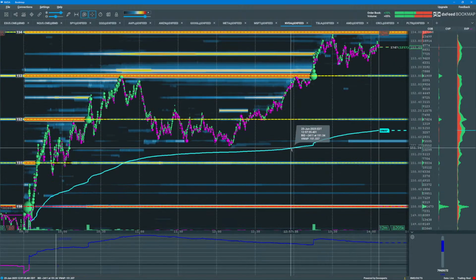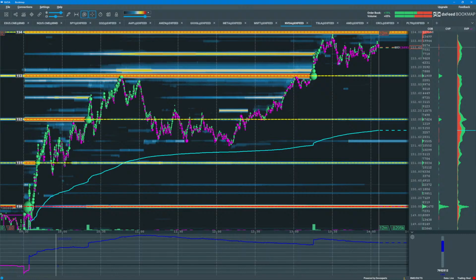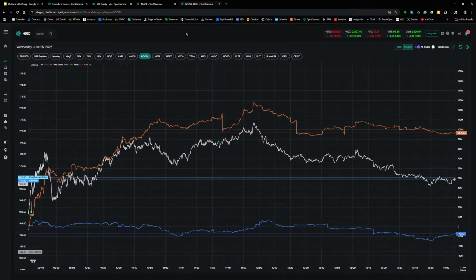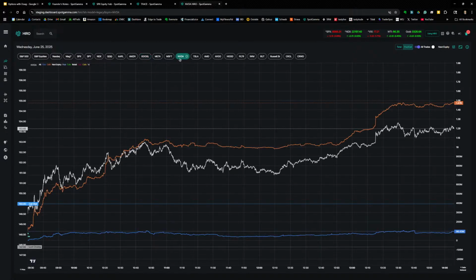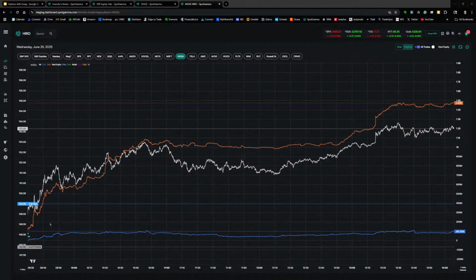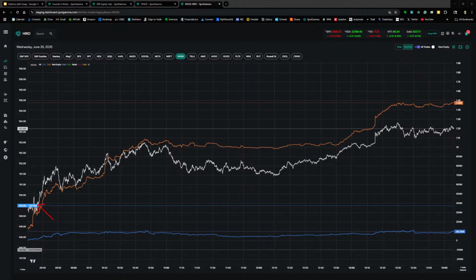All right, very bullish day in NVIDIA. Let's take a look. Back to hero, NVIDIA. Bullish opening drive. Price breaks above the 150 call wall.